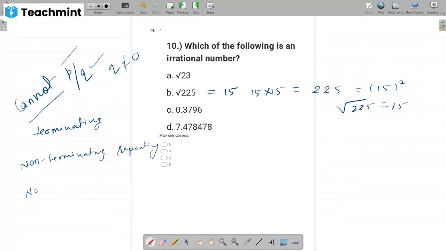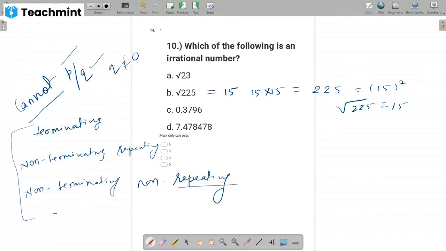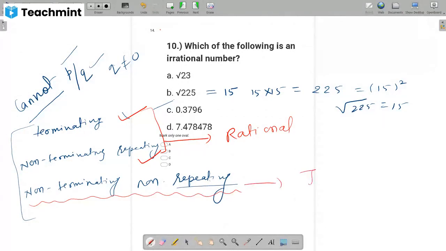And the third, non-terminating and non-repeating. The number is neither terminating nor repeating. There is one more word for repeating, recurring. So there were three terminologies. If the number is terminating, or if the number is non-terminating and repeating, in both cases the number is rational. And any number whose decimal expansion is non-terminating and non-repeating is irrational.